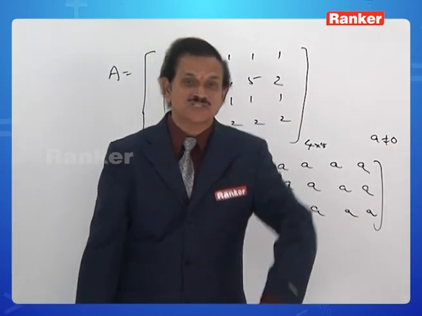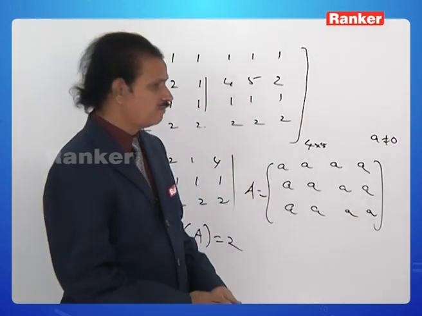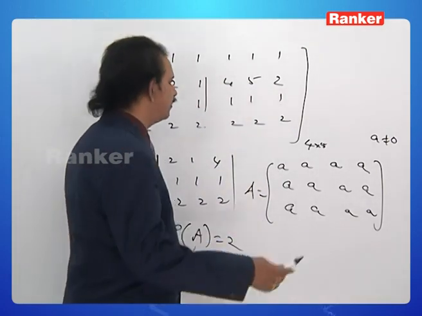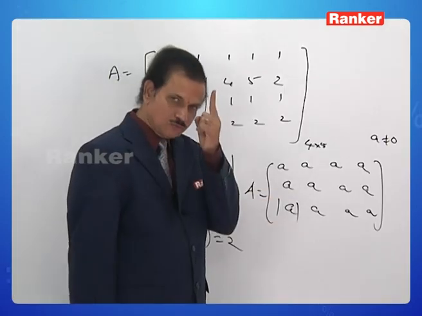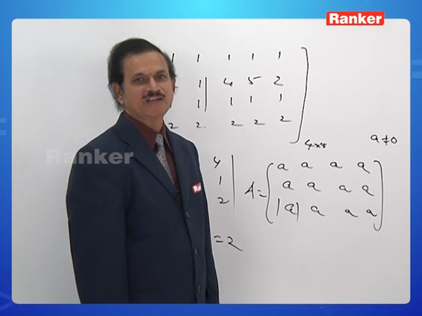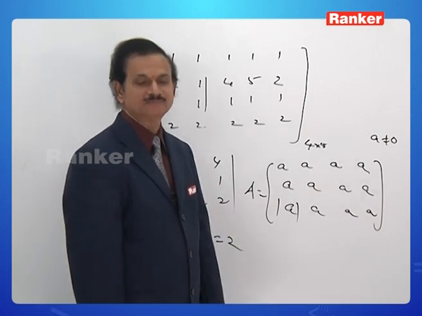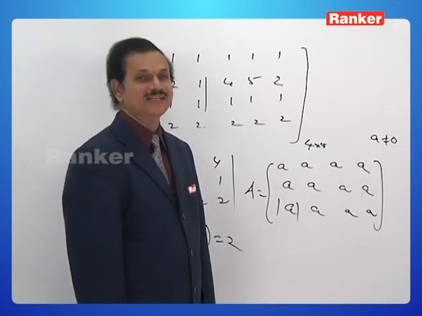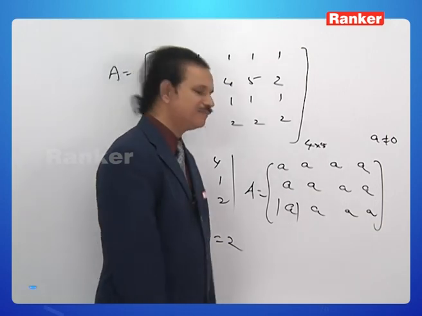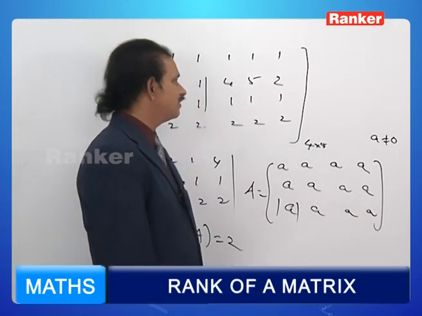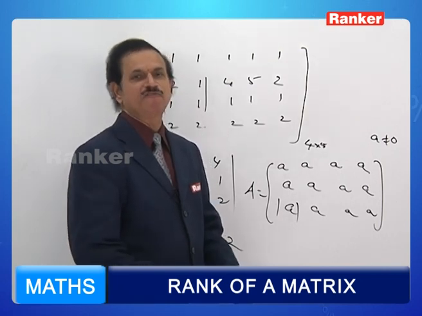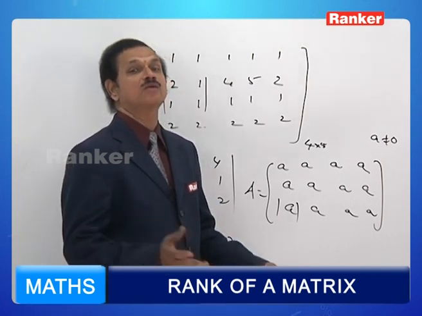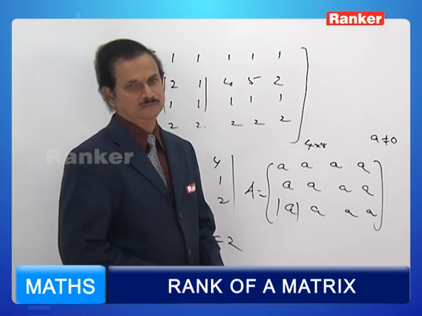And then next choice is 1. Is there any 1 by 1 minor? Oh, so many, plenty. This is a 1 by 1 minor. So what is the rank of A? 1. Rank of A is 1. Yes. Like this, we find the rank of the matrix. So, from this observation, we notice that rank of every non-zero matrix is greater than or equal to 1.